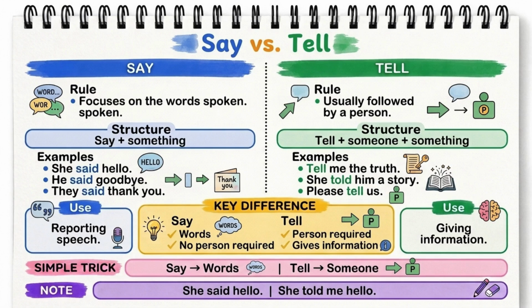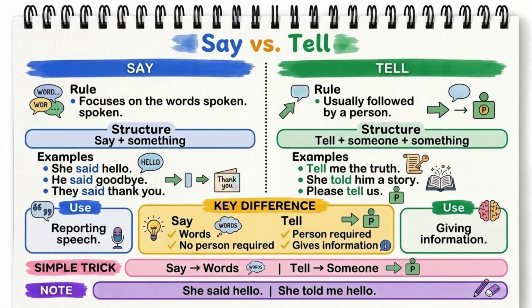Now, let's compare the two. She said hello. This sentence only focuses on the words. Now look at this. She told me a story. Here, we know who received the information. So the key difference is very simple. Use say for the words themselves. Use tell when someone receives the information.